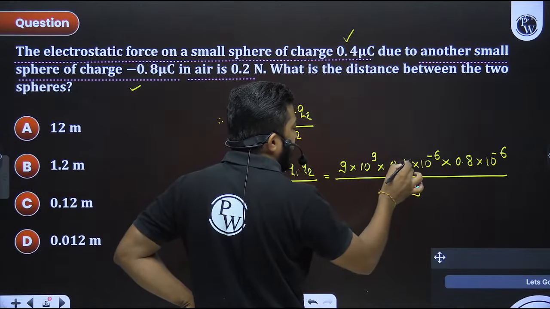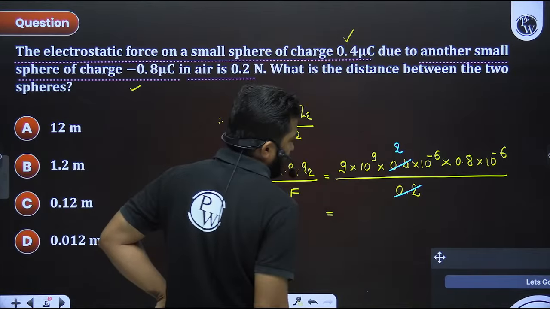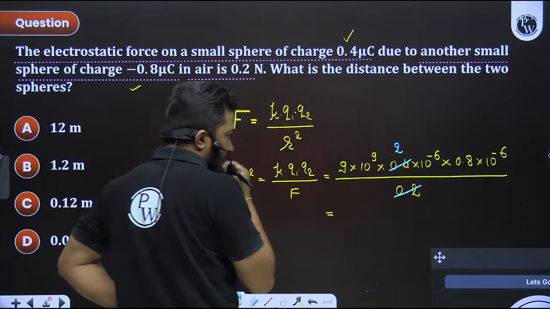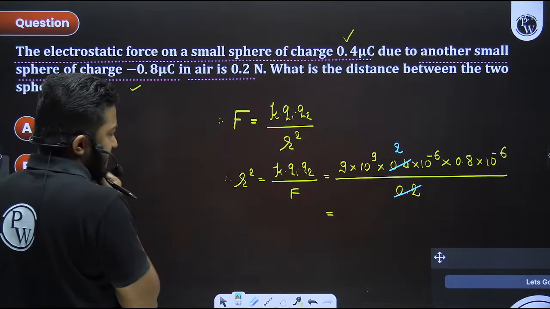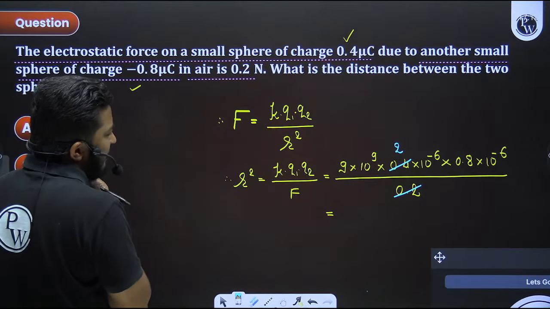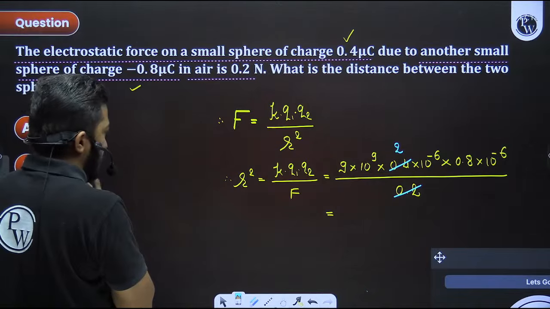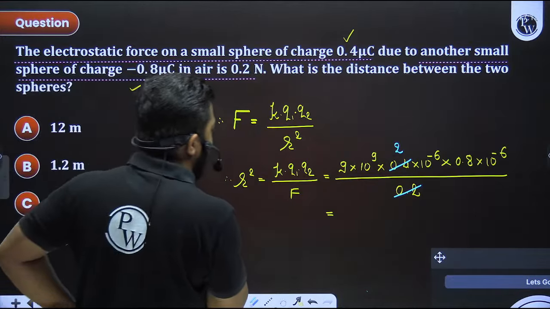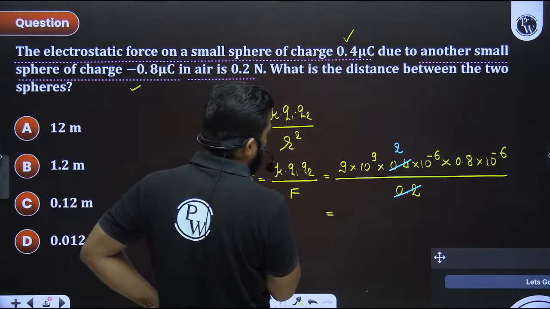Sir, 0.2. Cut the 0.4 by the 2. Okay, so 9 into 2 becomes 8, and 8 into 18. Yes. 18 into 0.8 becomes, I think, 1. Okay, it's r square. Sorry dear, whatever it is for r square.